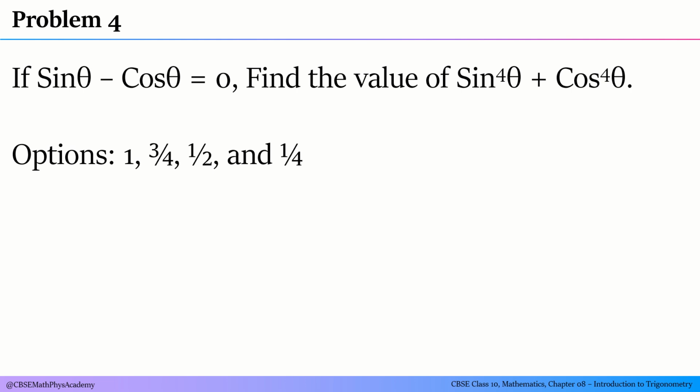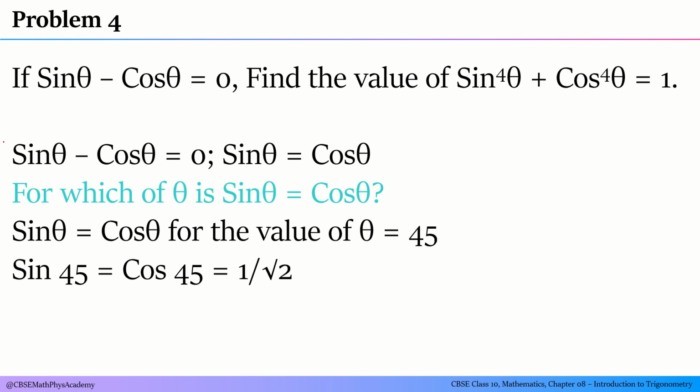Then we have problem 4. If sin theta minus cos theta is equal to 0, find the value of sin power 4 theta plus cos power 4 theta. Options are 1, 3 by 4, half and quarter. So typically you need to find the angle or theta. You need to figure out the angle or theta. So for what angle of theta will sin theta minus cos theta be 0?